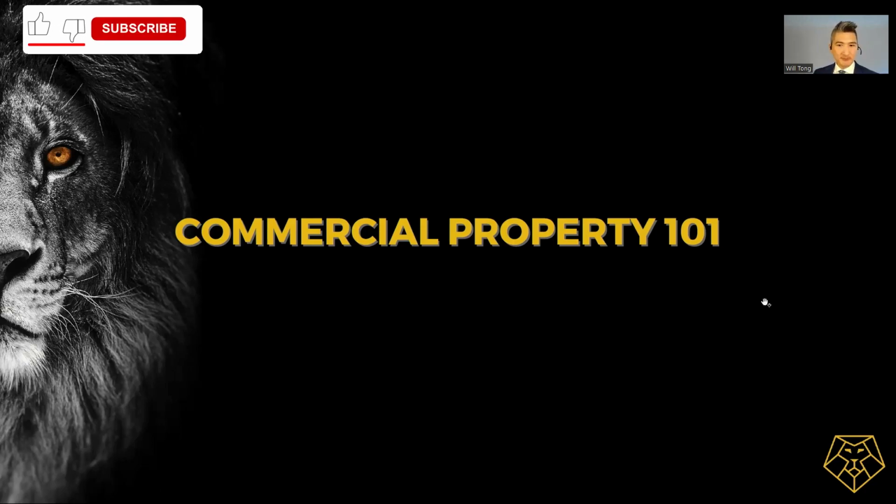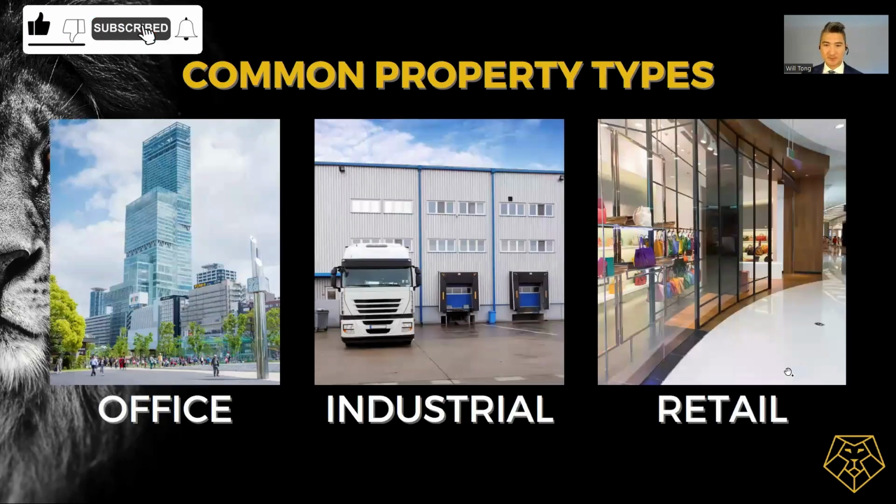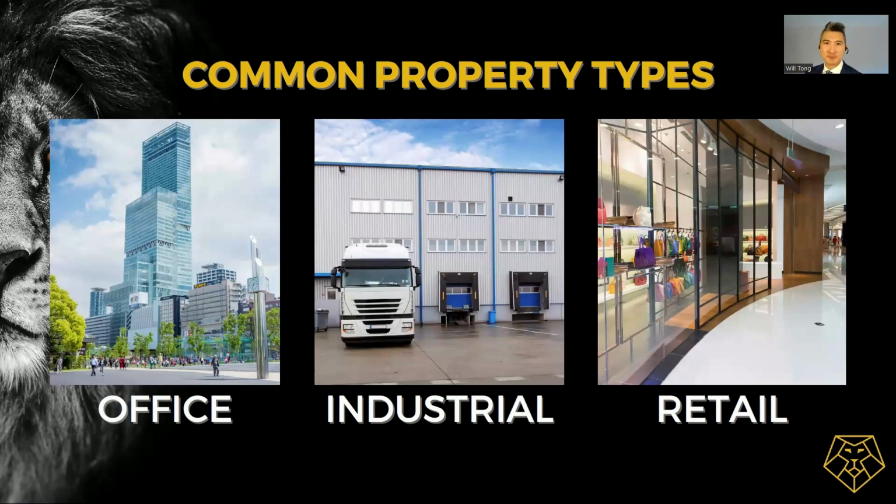Okay, so let's get right into it. So what are some of the common commercial property types? Okay, so here are the three examples that everybody knows about: the office buildings, the industrial buildings, and the retail complexes. So these are probably your most common commercial property types.